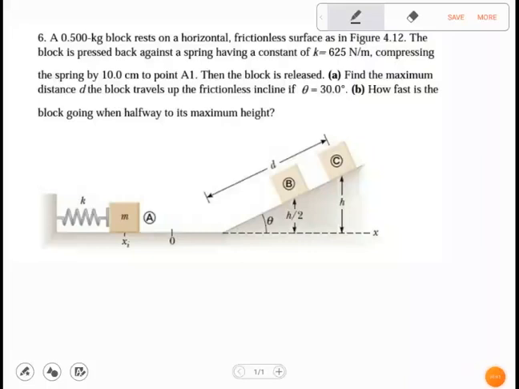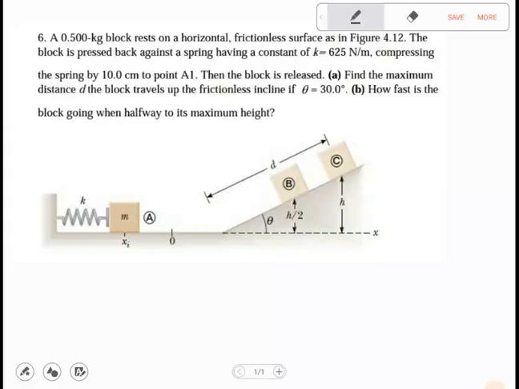Another question on work. It says, okay, a 0.500 kg block rests on a horizontal frictionless surface, so there's no friction in here, as shown in this figure. And somewhere here we have a spring with a force constant of 6.25 N/m, and it's compressed by 10 centimeters to point A. So it has been compressed up to that point A.